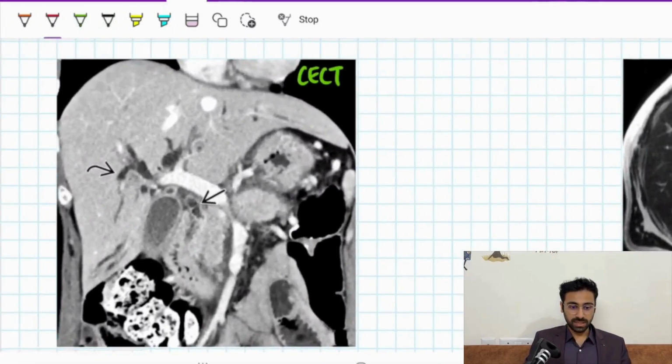Let us see some images. In this CECT, you can see that the CBD is infiltrated by a soft tissue that shows enhancement. There is periductal soft tissue that is enhancing. This one that I have highlighted in red is the periductal soft tissue that shows enhancement. Associated with it, there are strictures with proximal bilobar intrahepatic biliary duct dilatations.